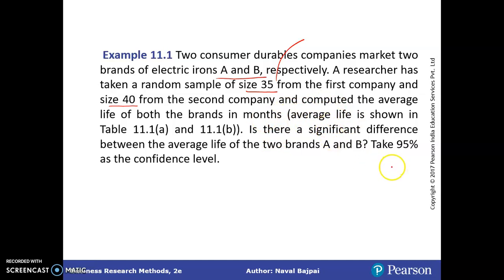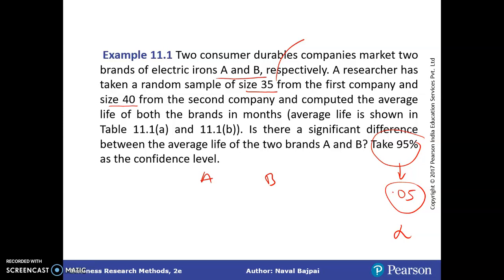Now the question is whether the average life from brand A and brand B are different or not, taking 95% as the confidence level. So if 95% is the confidence level, our significance will be 0.05. Level of significance alpha will be 0.05.